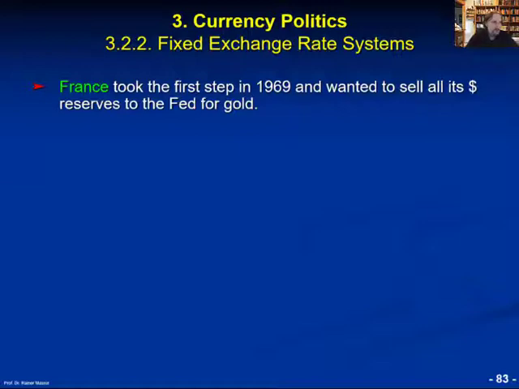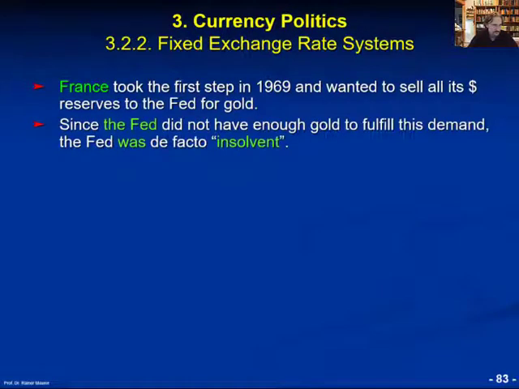France took the first step in 1969 and wanted to sell all its dollar reserves to the Federal Reserve, the United States Central Bank, for gold. Since the Federal Reserve did not have enough gold, as mentioned, to fulfill this demand, the Federal Reserve, the American Central Bank, was de facto insolvent.